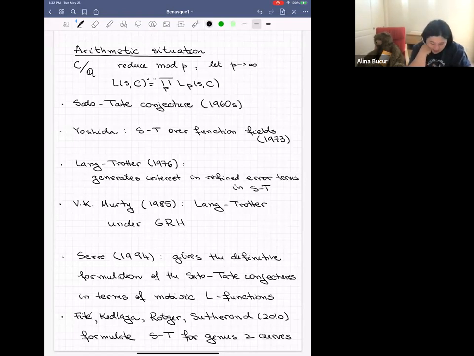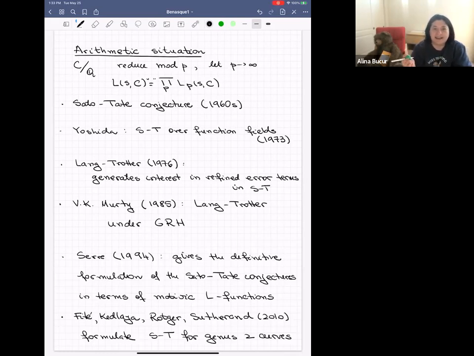So for this arithmetic situation, the magic words here are Sato-Tate conjecture. This was formulated in the 60s. There's been some work done in the 70s by Yoshida, where he proved it over function fields. And then there is this Lang-Trotter paper where they formulate their conjecture, and that generates interest in refining the error terms in the Sato-Tate conjecture. And this was Murty in 1985. He actually writes a paper about what can you say about Lang-Trotter under GRH. Assume GRH about every L function in sight.